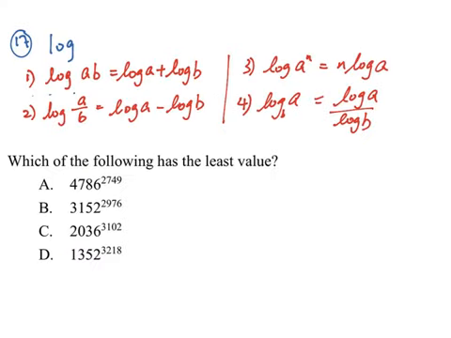Next is about log. There are 4 main properties. So if log A times B, it becomes log A plus log B. Second one, if log A over B, it is log A minus log B. For the third one, log A to the power n will move the power to the coefficient, like this. Last one, number 4, log A with small base b is equal to log A over log B.